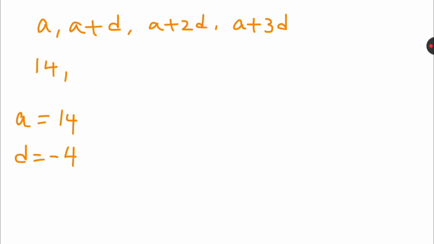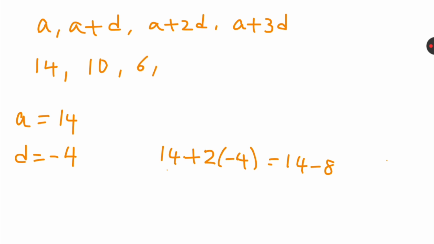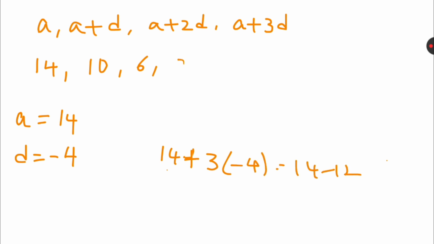The second term is a plus d, that is 14 minus 4, which is 10. Now we have to check a plus 2d. The a value is 14 plus d value minus 4, 14 minus 8 which gives 6. Then check a plus 3d: a value is 14 plus 3 times d value minus 4, that is 14 minus 12 which gives 2. Among these 14, 10, 6, 2, 2 is the smallest number.